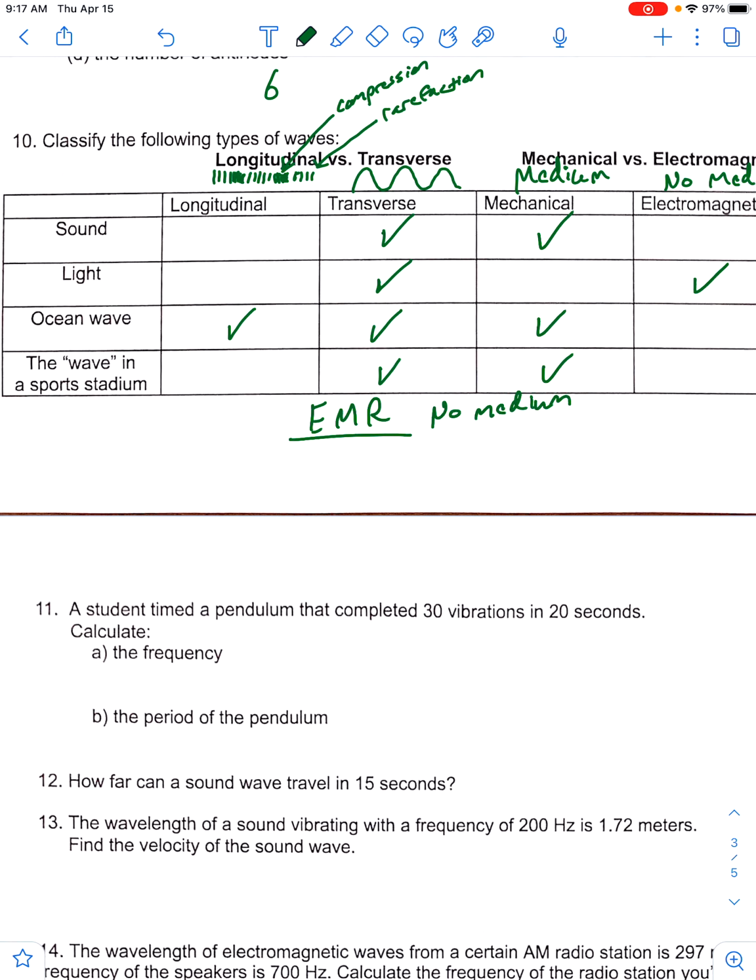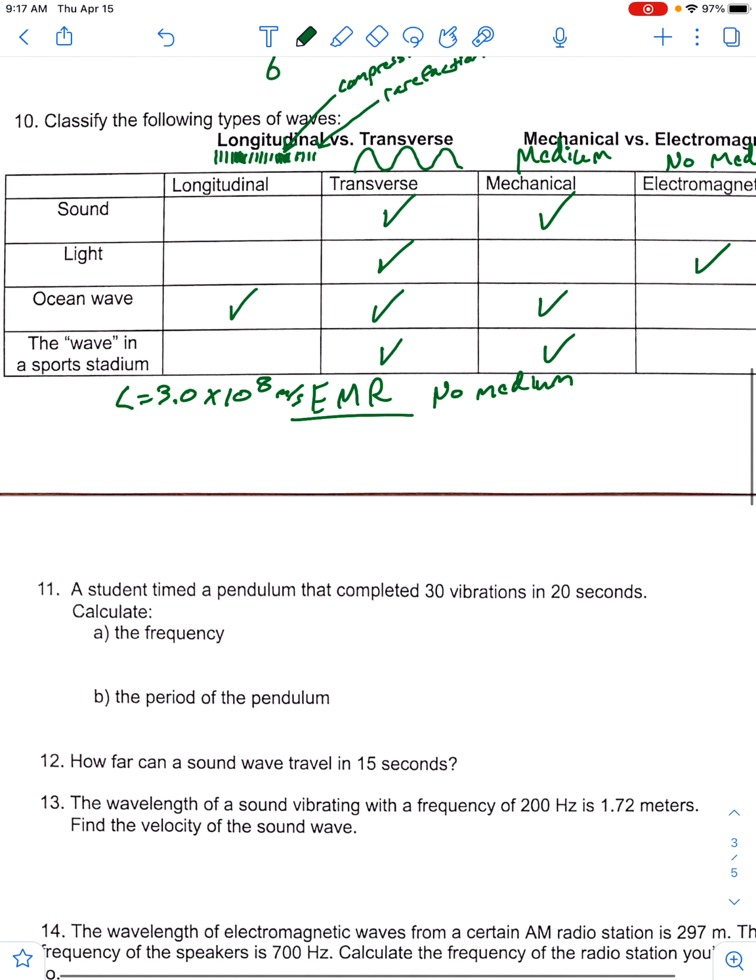Okay, and then they also travel at the exact same speed. They travel at the speed of light, which is c equals 3.0 times 10 to the 8th. So these all don't need a medium, and they all travel at the speed of light. They all have the exact same speed. So you may see a question like, do they have different velocities? No, they all have the same speed. The only thing that differs is your frequency and wavelength.